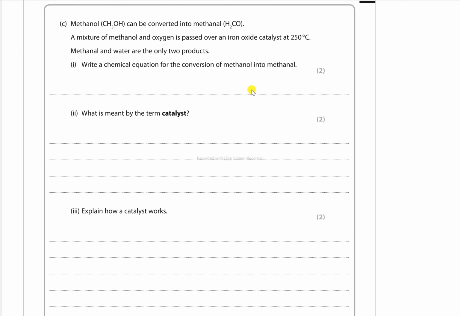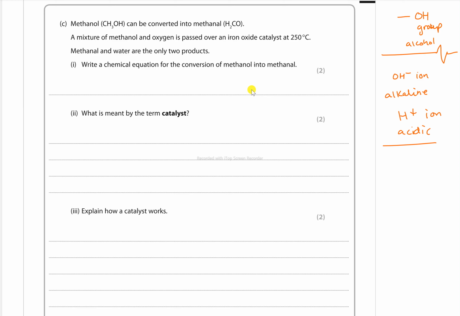Methanol. Remember we said the OH group tells you that it's an alcohol. The OH minus ion is responsible for making things alkaline in nature. The H plus ion makes something acidic.